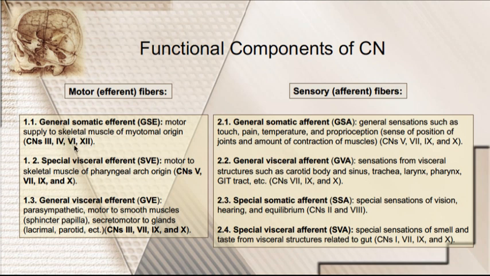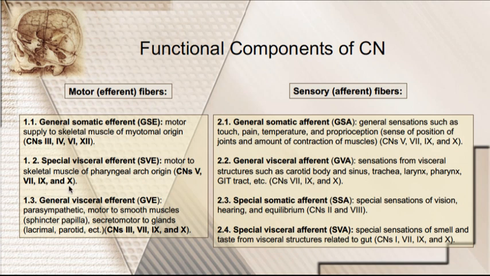The muscles which derive from the pharyngeal arches in the embryo, such as the muscles of mastication or muscles of facial expression, are innervated by the special visceral efferent fibers. The cranial nerves related to the branchial arches include these types of fibers. These cranial nerves are the nerves number 5, 7, 9, and 10.